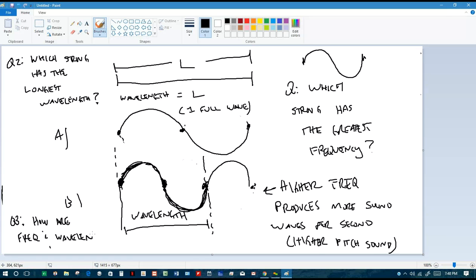Are they directly proportional or inversely proportional? Directly proportional. Which one? Directly proportional. So let's look at our picture again. Which one was the higher frequency? A or B? B. Which one was the smallest wavelength? B. So which one? Exactly. You see that idea?